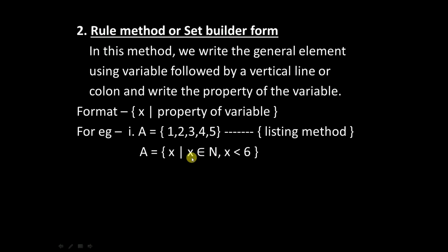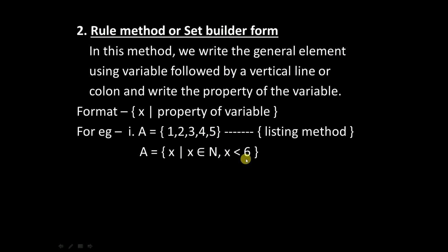So I have written x belongs to N, comma, x is less than 6. Now this limit is very important because natural numbers have infinite numbers, but in this set we have only 5 numbers, so I can write x is less than 6, or you can write x is less than or equal to 5. So in this way I have taken a variable x. This is the vertical line and this is the property of this variable, where x belongs to natural numbers because all the numbers are natural numbers and it is less than 6.